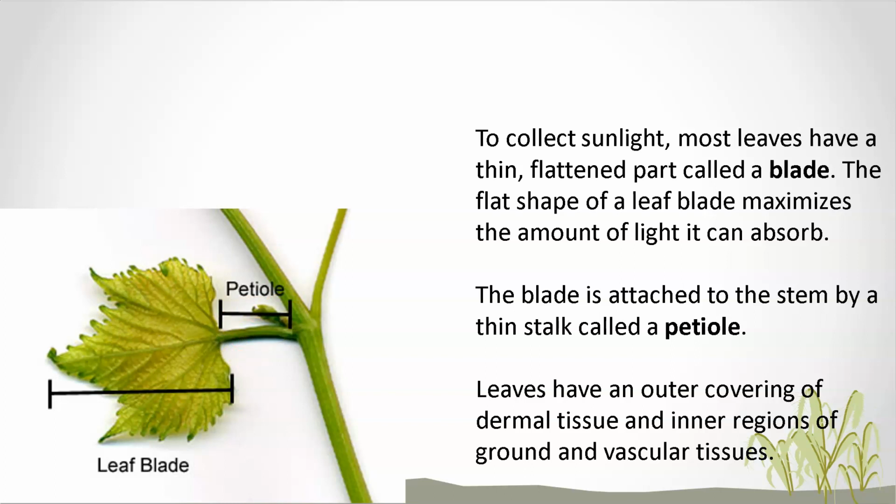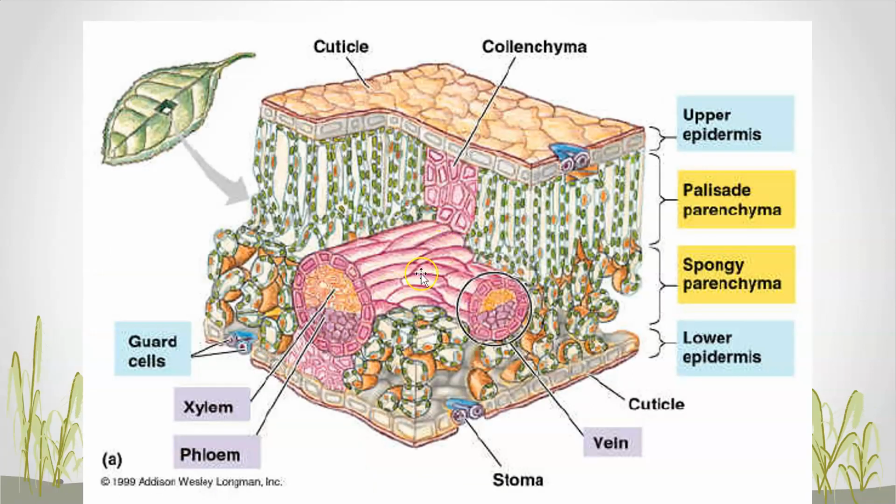Leaves have an outer covering of dermal tissue and regions of ground and vascular tissue. So here's the anatomy of a leaf. See the different parenchyma cells and guard cells, allowing that gas exchange to occur. We have to take in CO2 for rapid photosynthesis. Xylem and phloem are vascular tissues. We need to transport water and food and such. The cuticle is a waxy covering to prevent the loss of water.